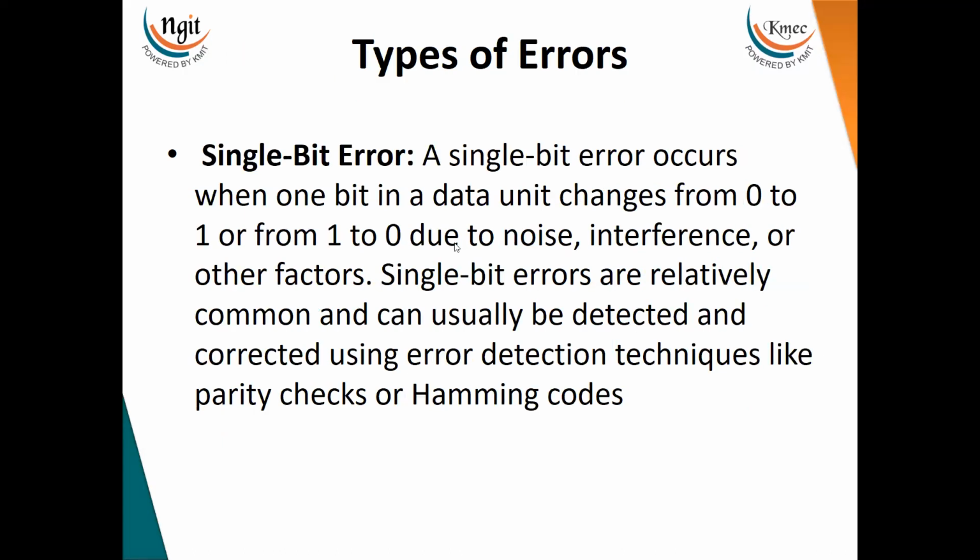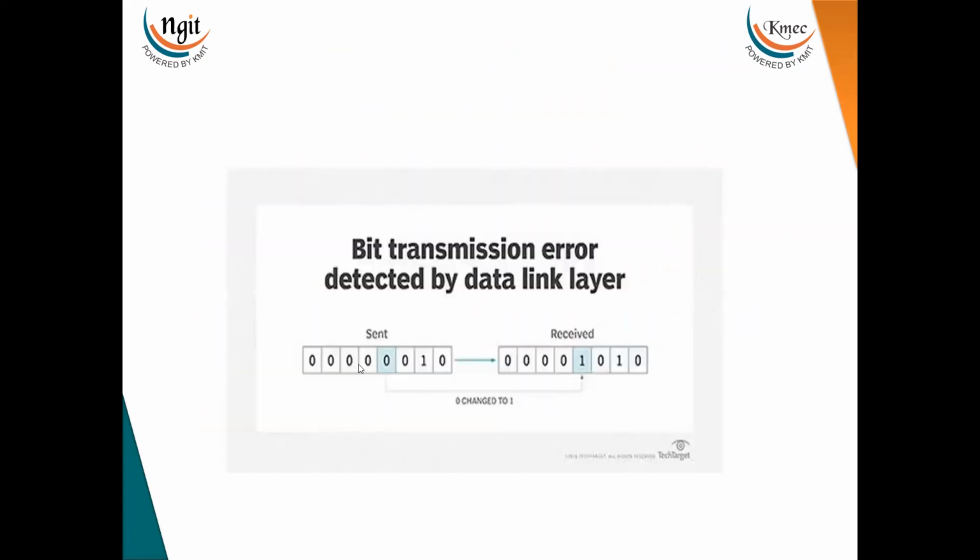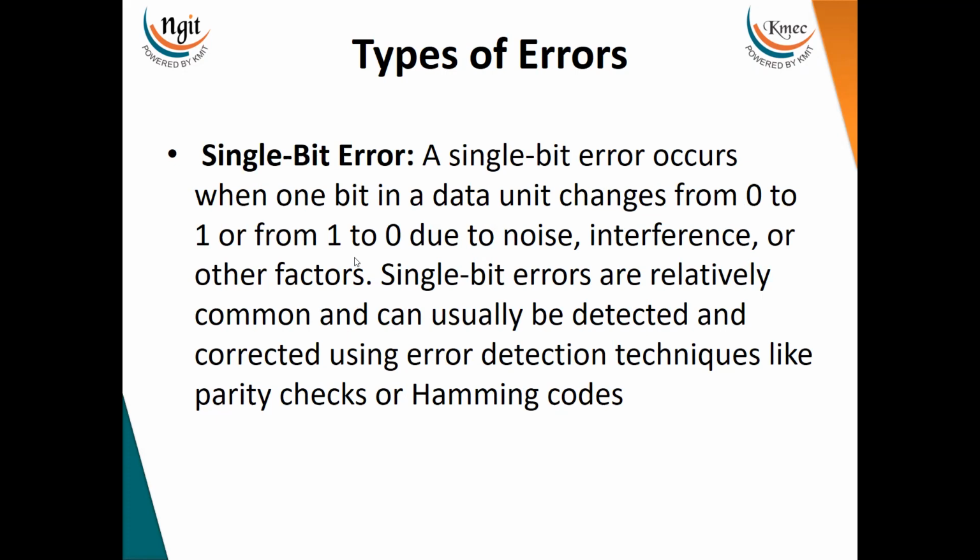Now, we have different types of errors. Whenever data is transmitted between the sender and receiver in the form of frames, we may get different types of errors. First, the first type of error is the single bit error. A single bit error occurs when one bit in a data unit changes from 0 to 1 or from 1 to 0.